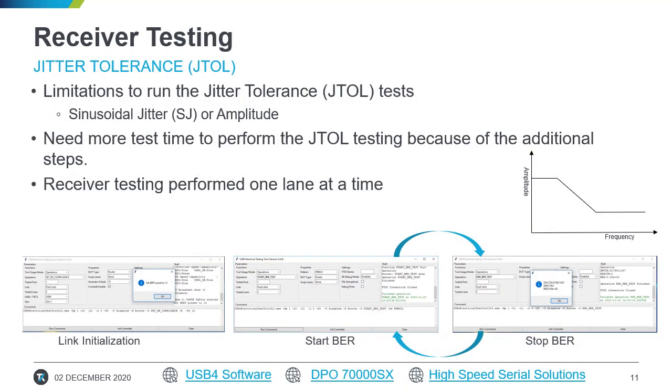Let's understand the USB4 receiver test challenges, or how we can run the traditional jitter tolerance test in USB4. One of the objectives of the jitter tolerance test is to sweep the SJ amplitude and find the boundaries, or find where the errors start coming. To perform this test, we first need to initialize the link using the sideband channel, and then start the BER test, and then keep on monitoring the errors, as USB4 is now using the onboard error counter rather than the traditional error detector on a board.